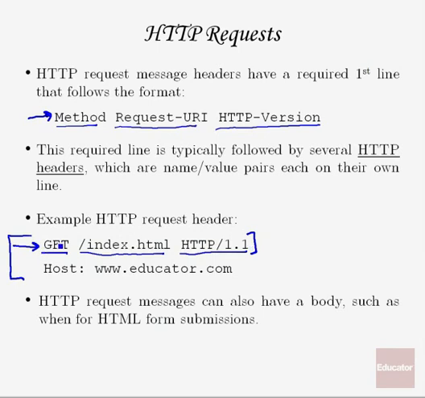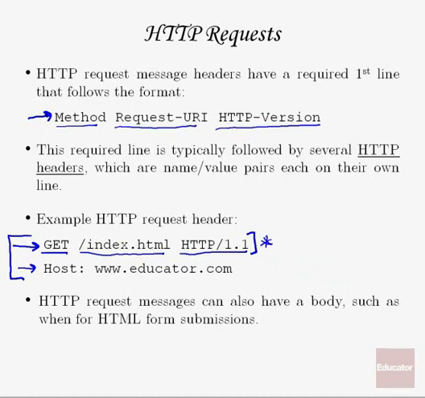Now this is a required line right here, and this line down here is sometimes optional, sometimes not, but you can add different sorts of headers to these different files. So for example, in this case we've added the header that says the host is www.educator.com. That way the web knows how to route this request to the server to request the index.html file.